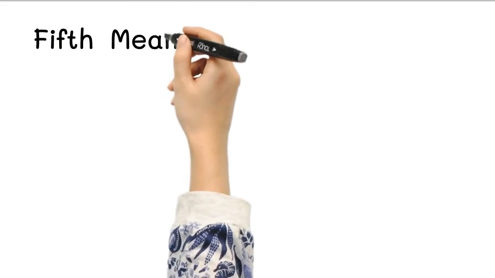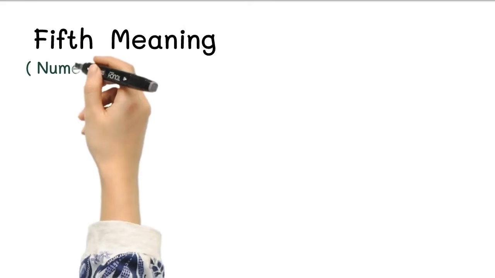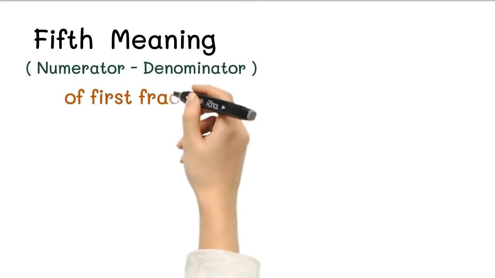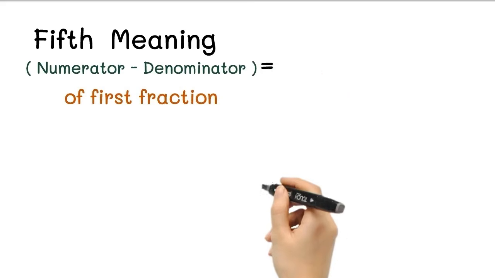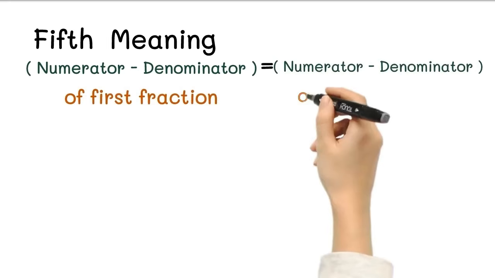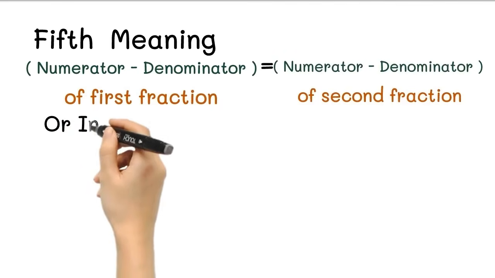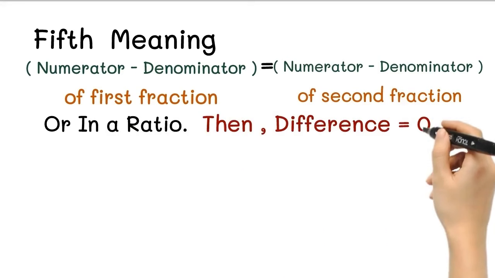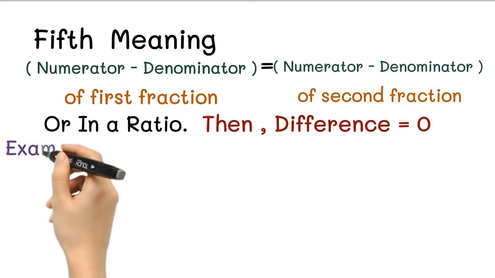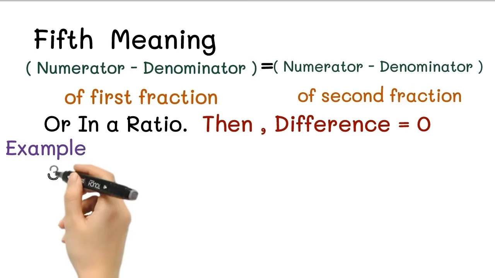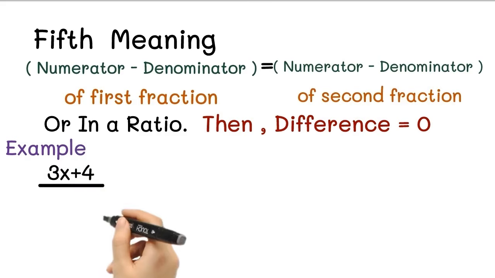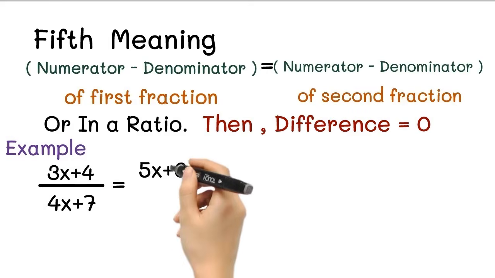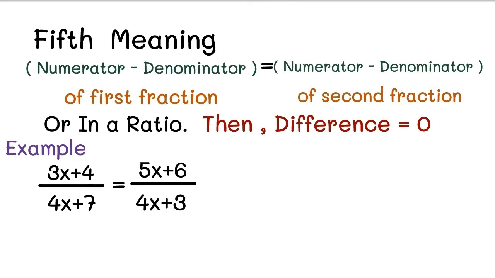Next, fifth meaning of this sutra. Here, if the difference of numerator and denominators of one fraction is same to the difference of numerator and denominators of second fraction, or the difference are in a ratio, then we can equate that difference to 0. Let's understand by taking example. Example is 3x plus 4 upon 4x plus 7, which equals 5x plus 6 upon 4x plus 3.